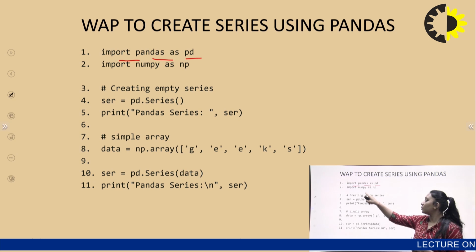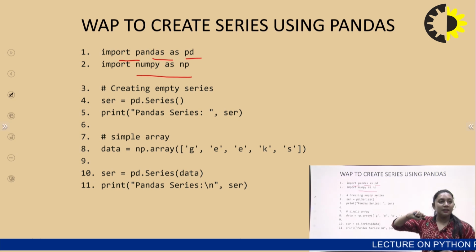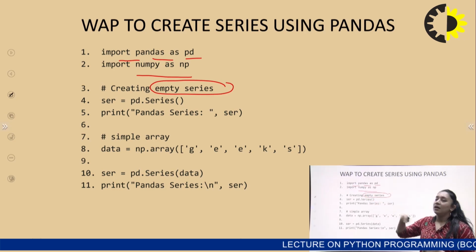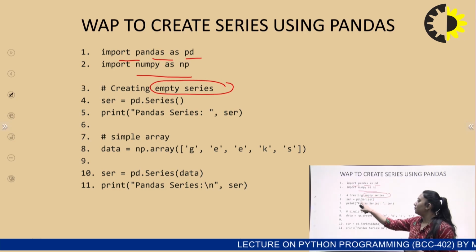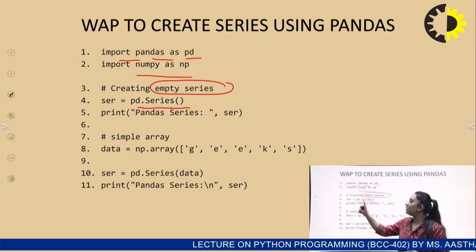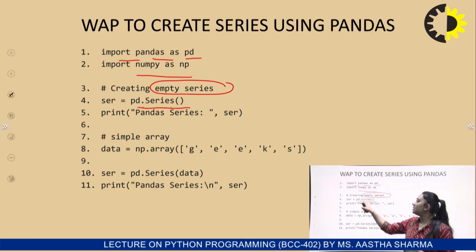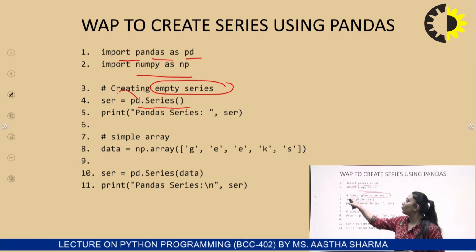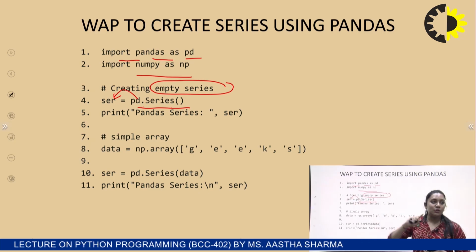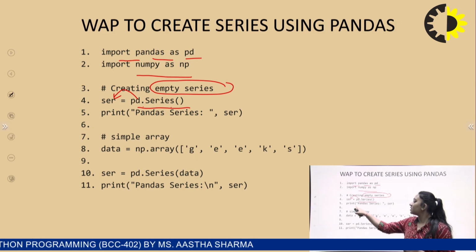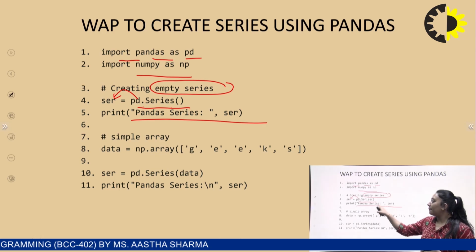Let's see the example. We import pandas as pd. Next, I also imported the NumPy library. Next is how you can create an empty series by using the series function, pd.Series. With the pd.Series function you can create an empty series, and this empty series is stored in a variable you just initialized. Next, print the pandas series.